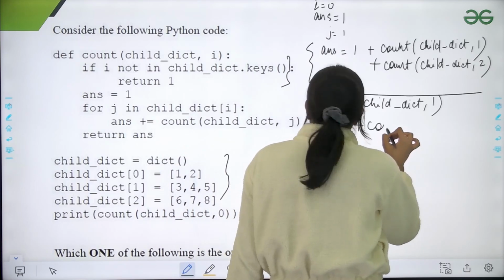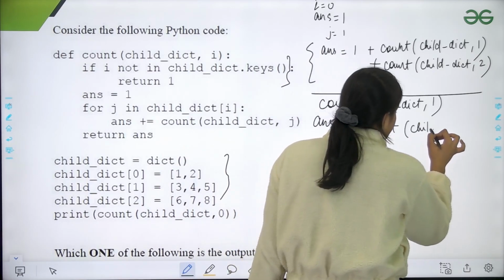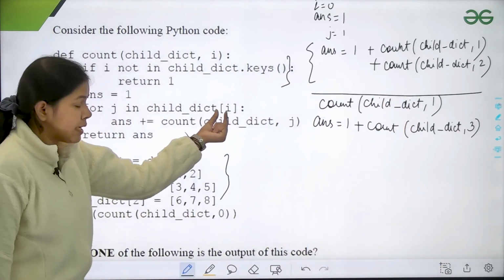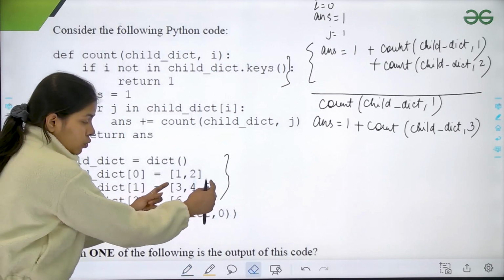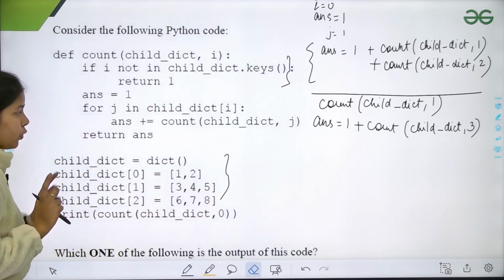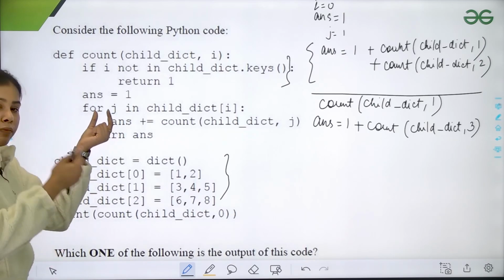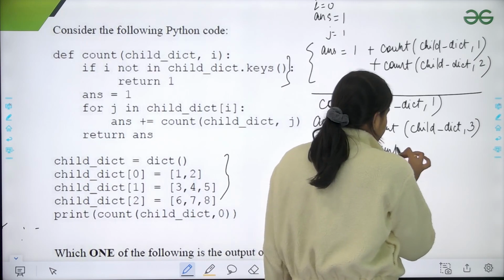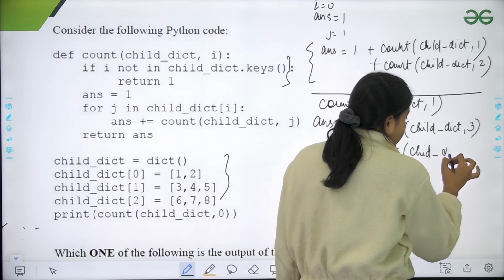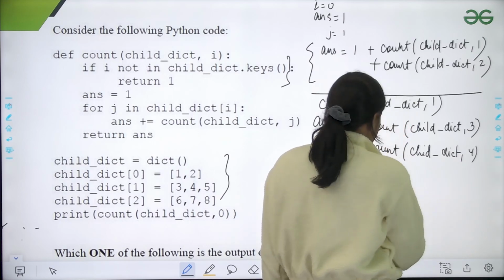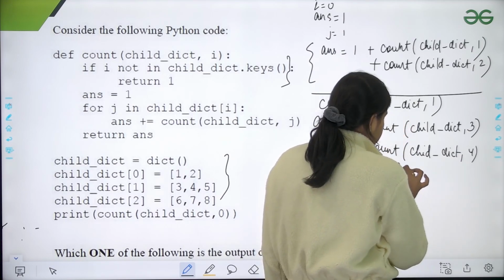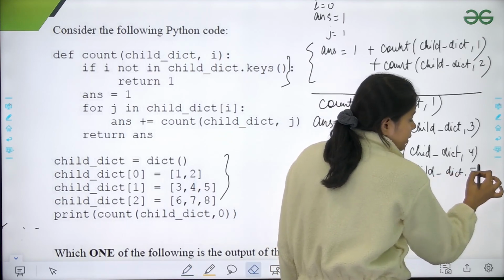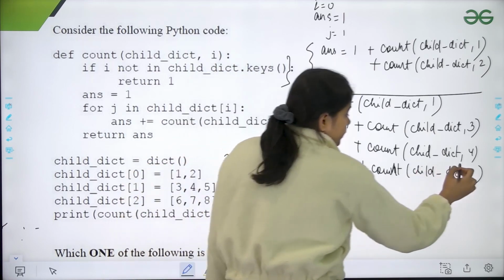So that means count child dict, it would run for 3, because now I is equals to 1 here. I would become 1 here, so it would take the array 3 4 5. So j would run for 3, j would run for 4, j would run for 5. So it would run for all the values. Count child dict 4 and plus count child dict 5, right?